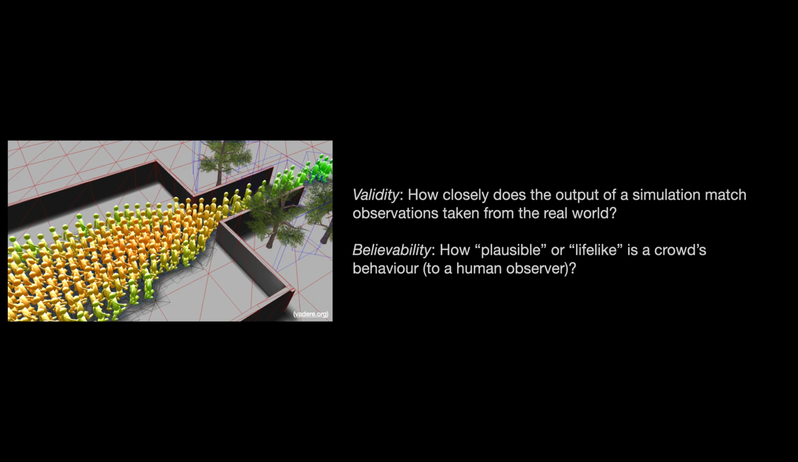Fundamentally, we're interested in 2 aspects of the output of a crowd simulation: its validity and its believability. Now these might sound like the same thing, but they're subtly different. Validity is measured in terms of how closely a simulation's output matches observations taken in the real world. Believability is a little bit more slippery, as it concerns the plausibility of a simulation's output from the perspective of a human observer. Importantly, here we're not talking about photorealistic Hollywood CGI believability, but about whether or not an observer can detect patterns of behaviour that are somehow implausible or unrealistic.